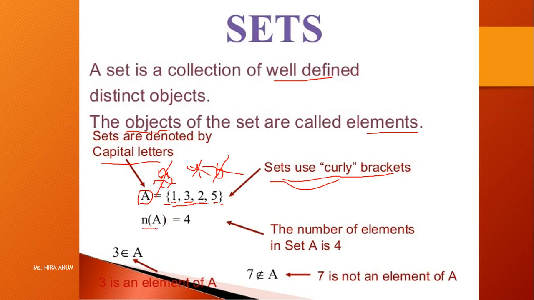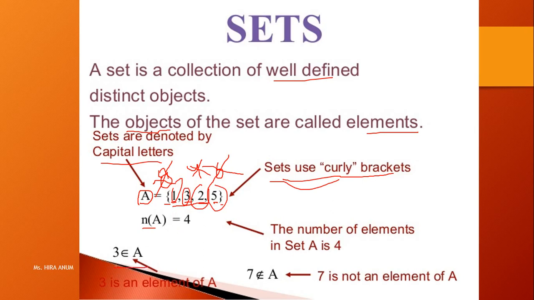n(A) means the number of elements. When we talk about the number of elements, you have to count the objects: 1, 2, 3, 4. These are 4 numbers: 1 object, 2 objects, 3 objects, 4 objects. We have 4 objects. The number of objects is 4.